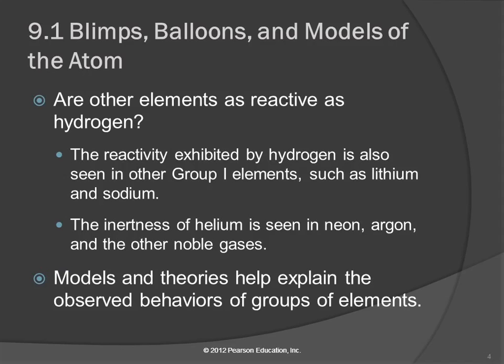Helium is in group 8 of the periodic table, with the noble gases. And the other noble gases are also very inert. And so there are these patterns in the periodic table, and we're going to look into why those patterns exist.